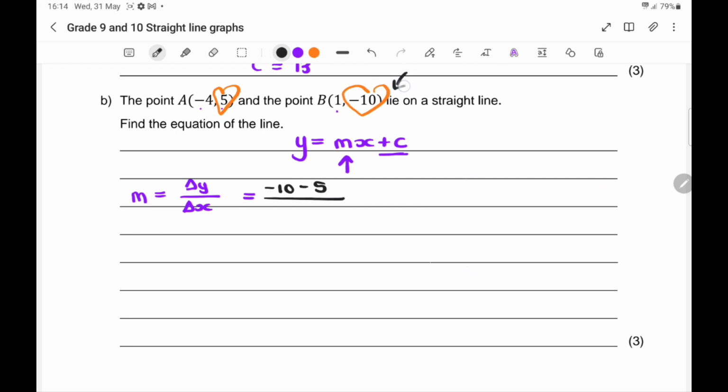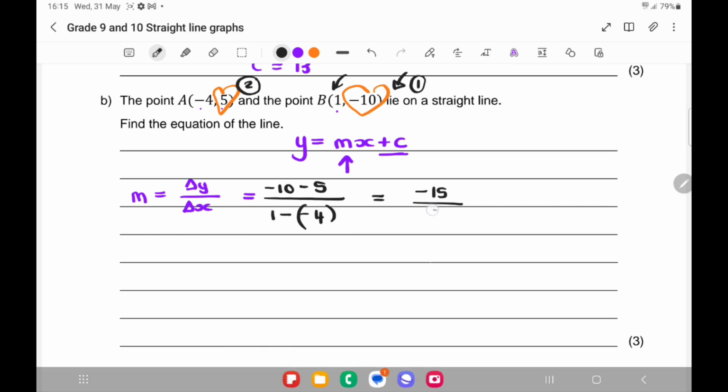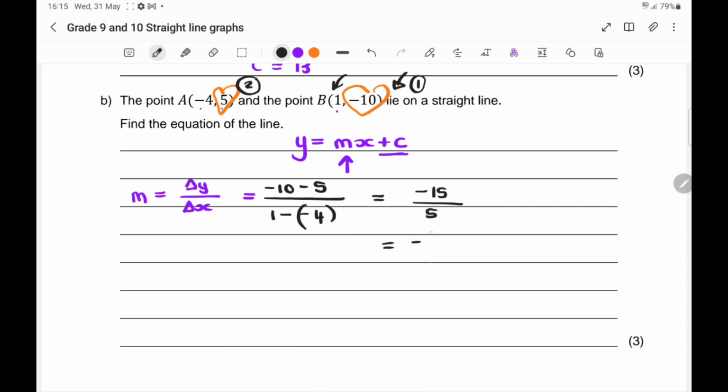So if you start here, then always this would be your first coordinate and you are deducting the second coordinate. So -10 minus 5 over the x values, change of x, 1 minus what? Minus 4. So please be careful of the double negative. It's 1 subtract -4. So that would give you -15 over 1 plus 4 is 5. So it gives you -3 as the gradient.